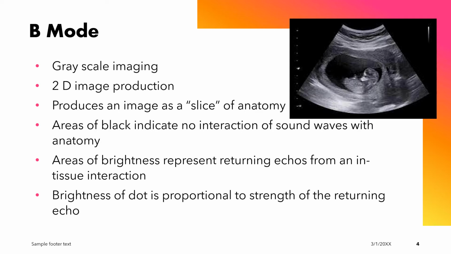And how we present or create this slice of anatomy is really dependent on the orientation of the operator's hand. So if, for instance, this pregnancy image we have here was taken at the mid-sagittal plane of the female patient's body, the length of the transducer would be in line with the mid-sagittal plane, making this a longitudinal image.